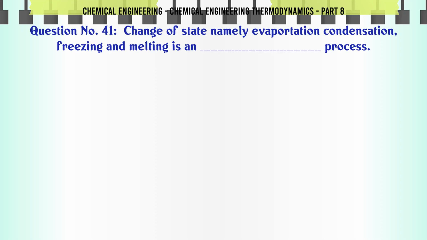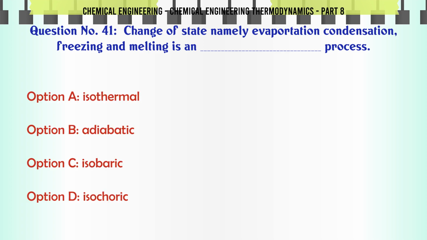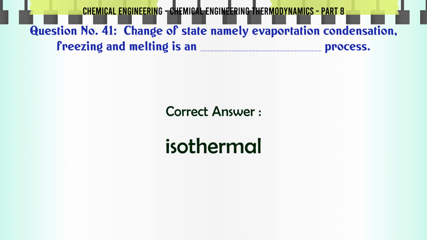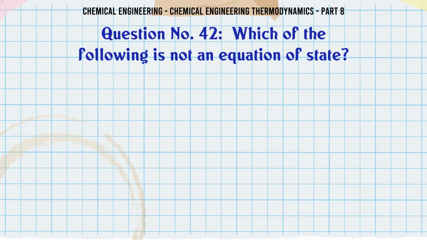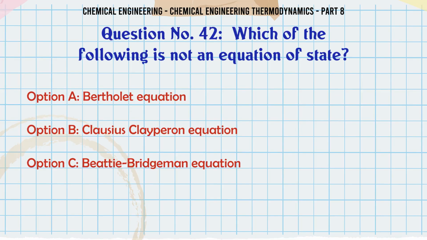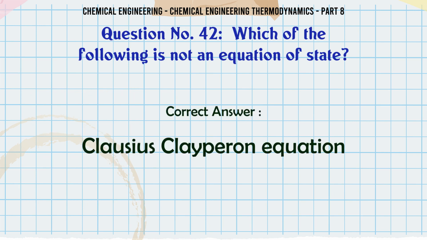Change of state, namely evaporation, condensation, freezing and melting, is an process: A. isothermal, B. adiabatic, C. isobaric, D. isochoric. The correct answer is isothermal. Which of the following is not an equation of state? A. Berthelot equation, B. Clausius-Clapeyron equation, C. Beattie-Bridgman equation, D. none of these. The correct answer is Clausius-Clapeyron equation.